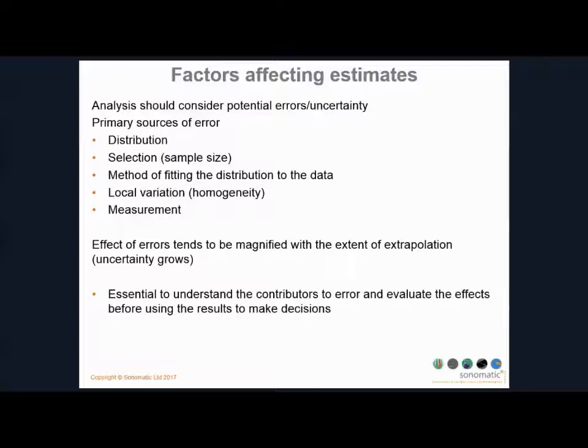Also, what's the local variation, like how homogeneous is the situation? And then also the measurement itself is important. Large measurement errors will tend to feed into increasing uncertainty, and more accuracy will tend to reduce the uncertainty. All of those errors tend to be magnified with the extent of extrapolation. So as you increase the area that you are interested in trying to make estimates for, the amount of uncertainty tends to grow. But it is important to understand the contributors to those errors and evaluate those effects before making decisions.